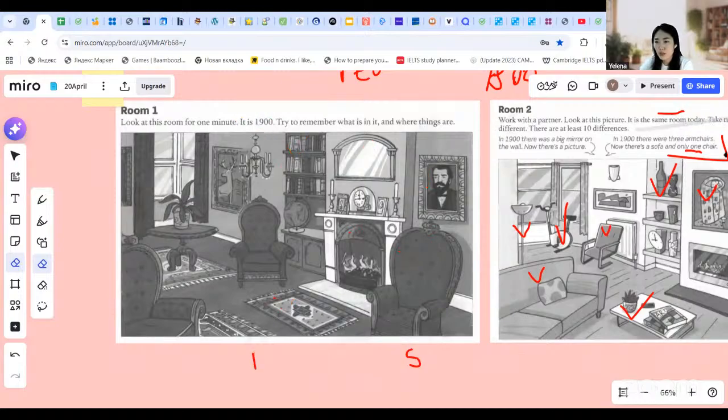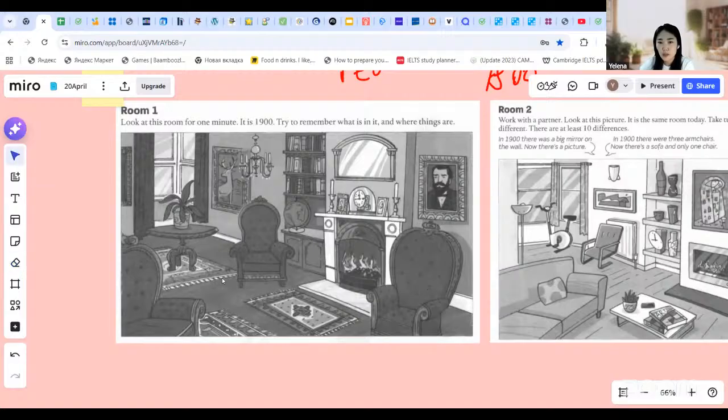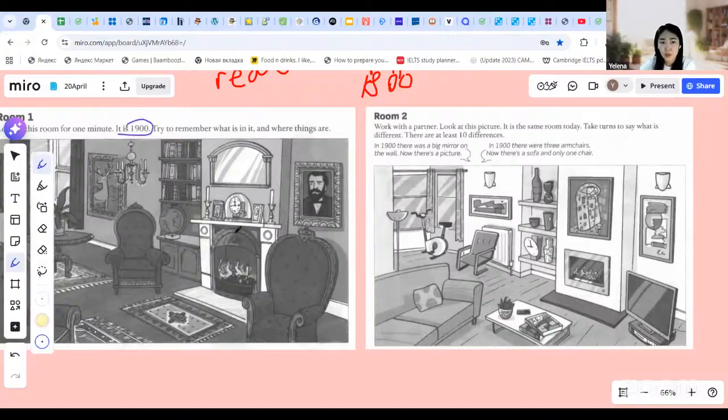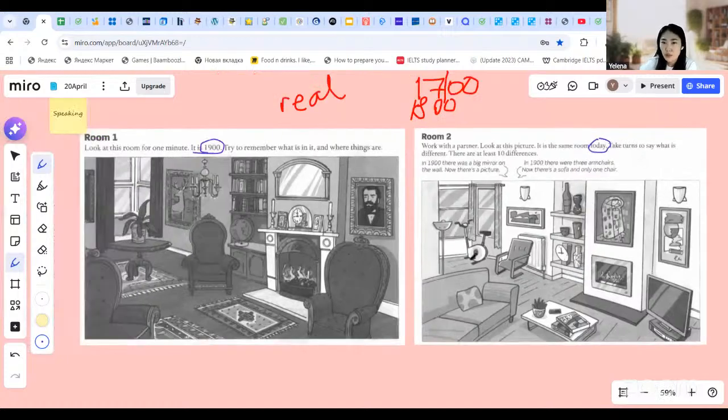You will be presented with two pictures. The first one illustrates 1900. So it is 1900. And this is the same room, but today. I would like you to compare these two pictures. So you can see there is an example. Sehan, please read the example.